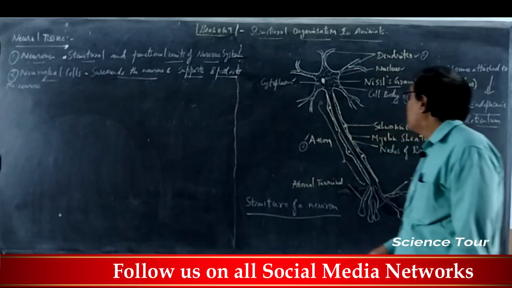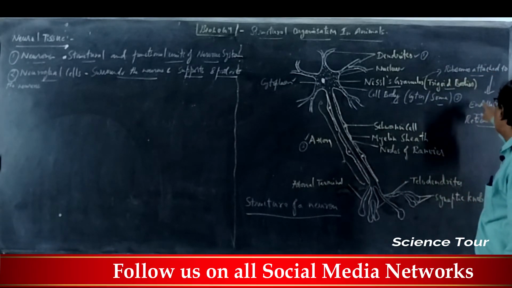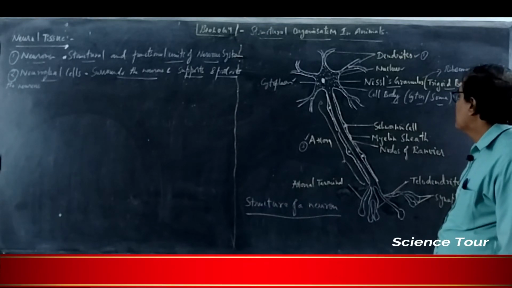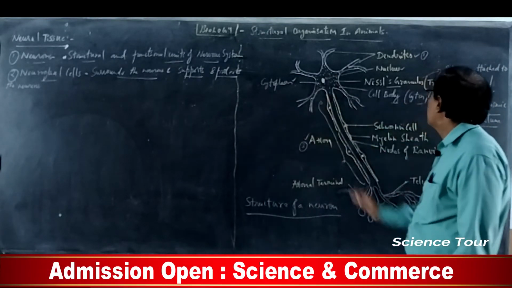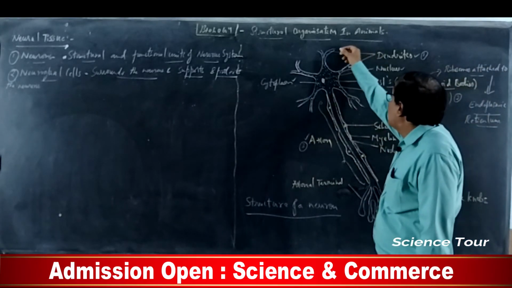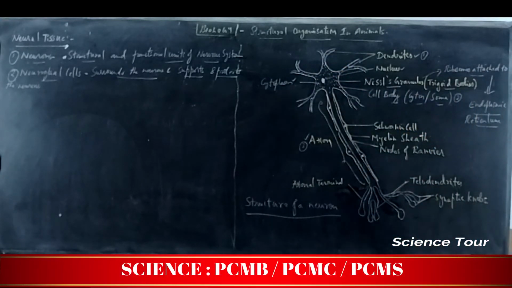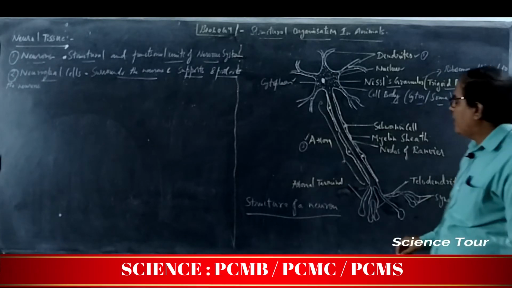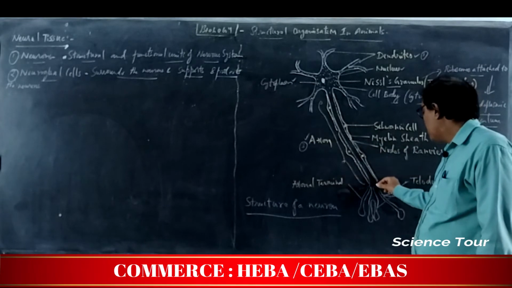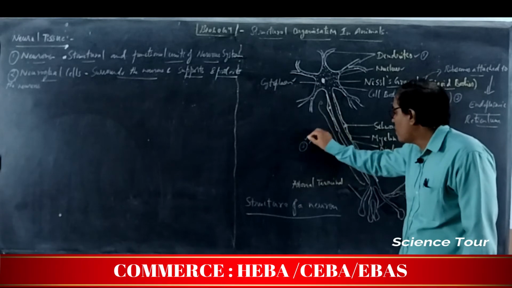So Nissl's granules are nothing but they contain the endoplasmic reticulum to which the ribosomes are attached. This is about the cell body or cyton or soma. So the signals which are sent by the dendrites are received by the cell body or the cyton, from where the signal will pass to a long structure of the neuron that is called as the axon.